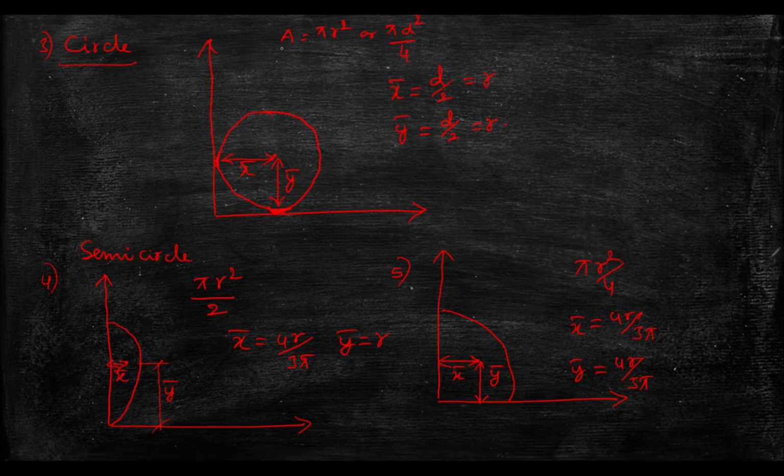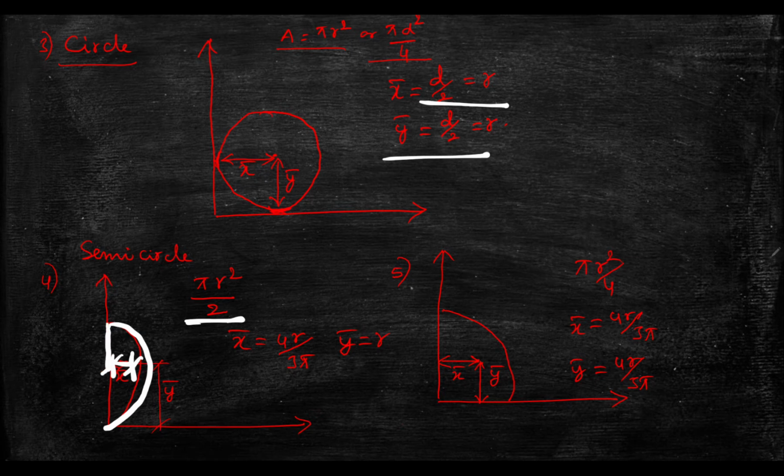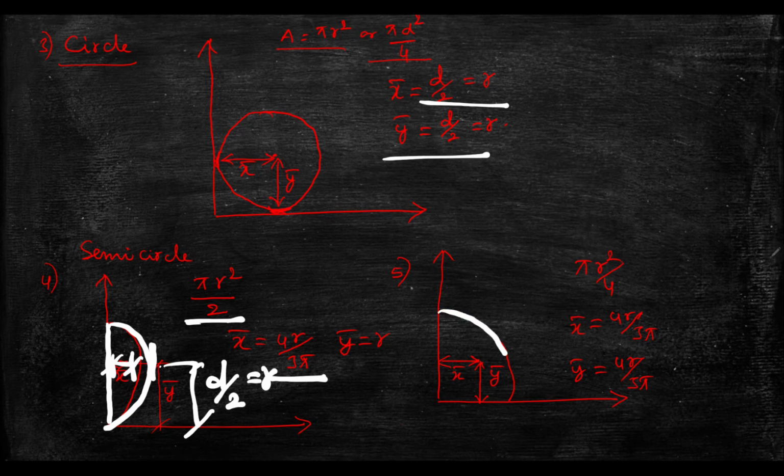Next, we have the circle. Area is equal to pi r square, or pi d square by 4, and x bar in this direction is d by 2 or r, and y bar is d by 2 or r. Next, the semicircle has pi r square by 2 as the area. If you move from the diameter towards the end of the circle, the distance is given by the formula 4r by 3 pi. This has been derived from first principles. Y bar, by looking at this, is d by 2, that is equal to r.